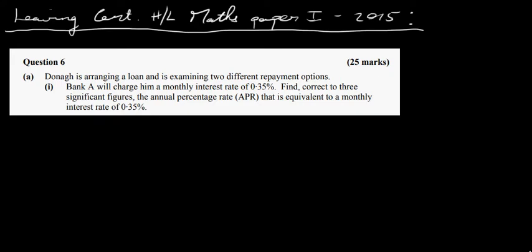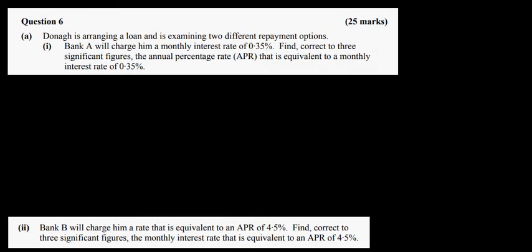Okay, so in this video we're going to have a look at the Leaving Certificate Higher Level Maths Paper 1 for 2015, and we're going to have a look at question 6. So question 6 is a financial maths question, and it involves Donna, who's arranging a loan and is examining two different repayment options. So he has Bank A here and Bank B here.